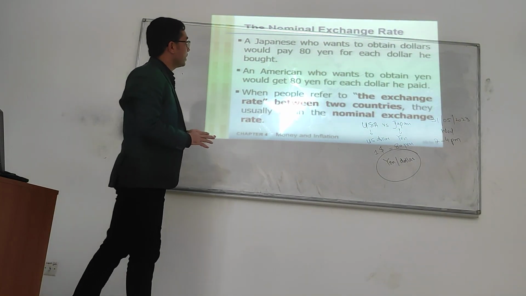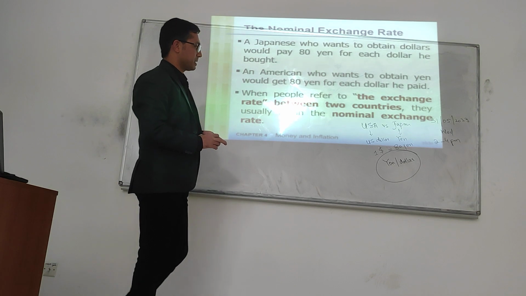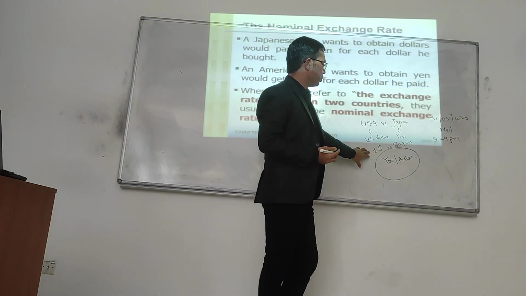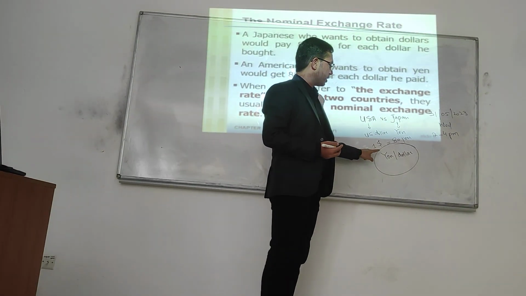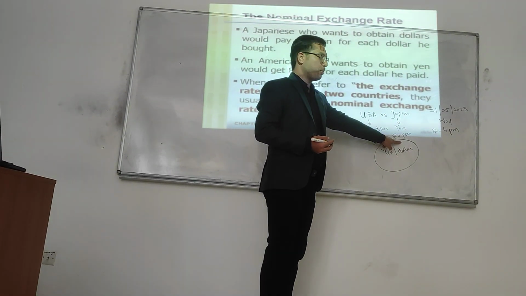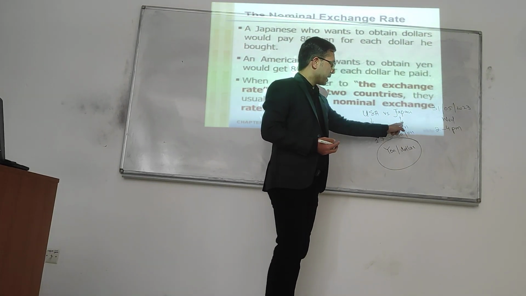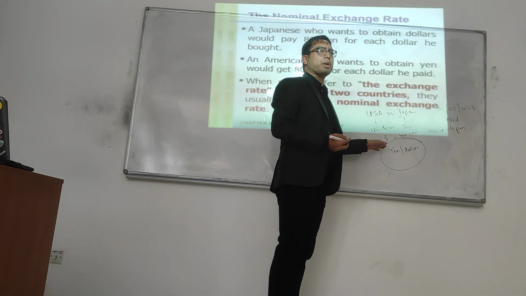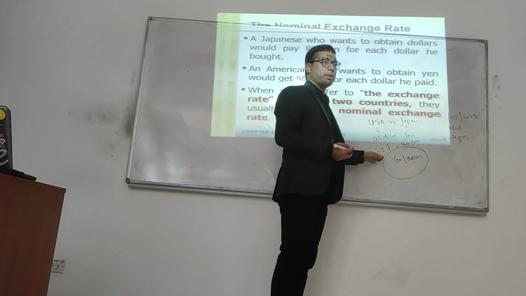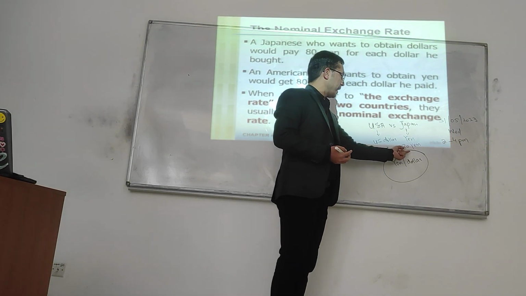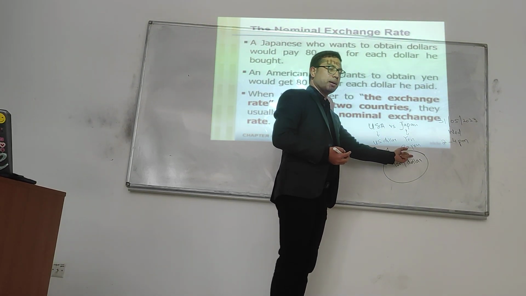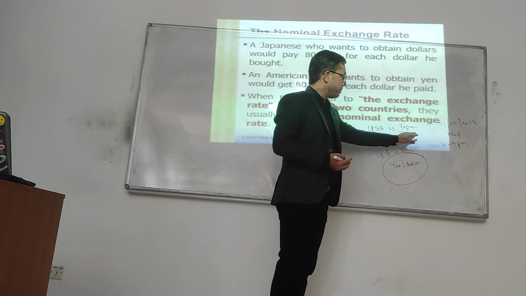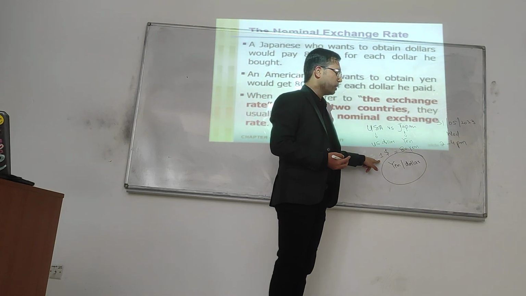Now, let's say a Japanese who wants to obtain dollars. If you belong to the United States and you need yen, for $1 you can get 80 yen. Suppose there is a person or a resident of Japan and he wants dollars, the question is how much he will pay. I will pay $1 and I can get 80 yen. But if there is a person, a trader or any layman and he needs dollars, how much will he pay?